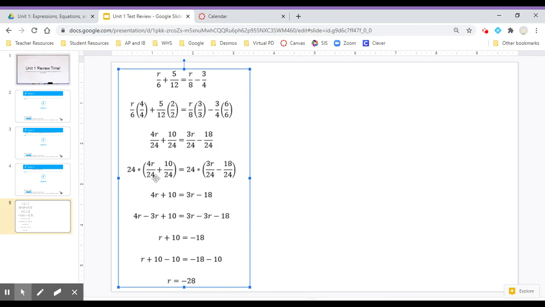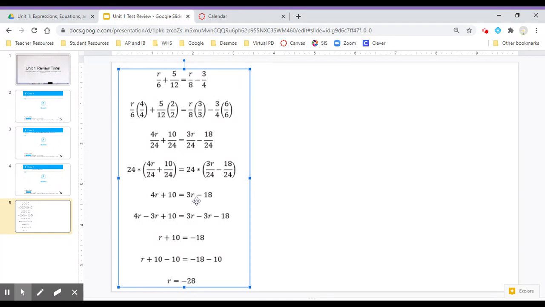Next, I want to get rid of the denominator because it's in the way of me solving for r. So I'm going to go ahead and multiply 24 to both sides. When I multiply 24 to both sides, it removes that denominator and leaves me with just the new numerators. So 4r plus 10 equals 3r minus 18.